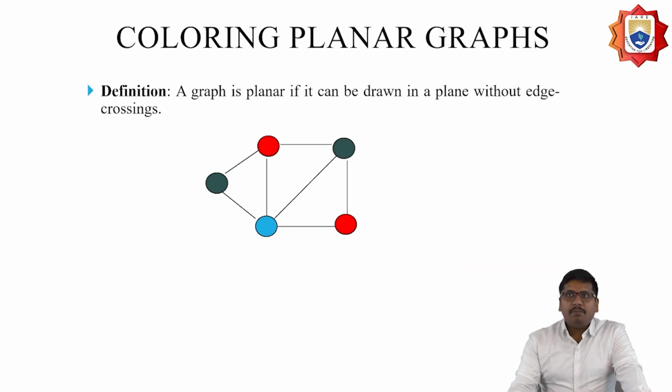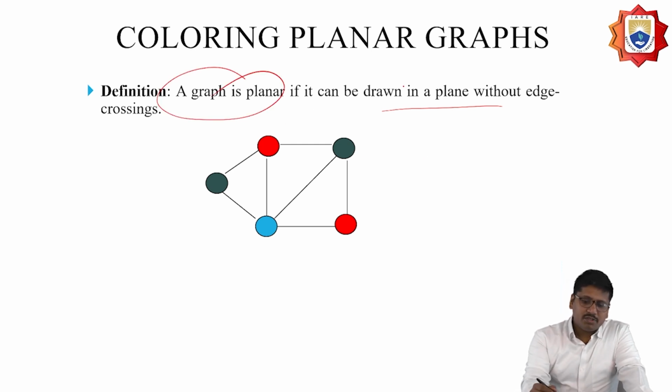Next one, coloring planar graphs. A graph is said to be planar if it can be drawn in a plane without edge crossing. So whenever I draw a graph for coloring, the graph should be in a plane without edge crossing, and only then the coloring should be done. A graph is planar if it is drawn in the plane without crossing edges.